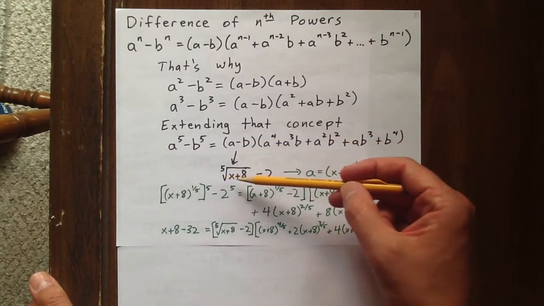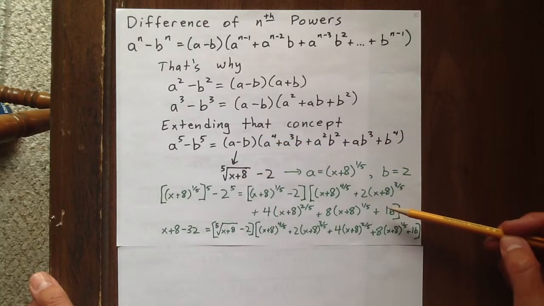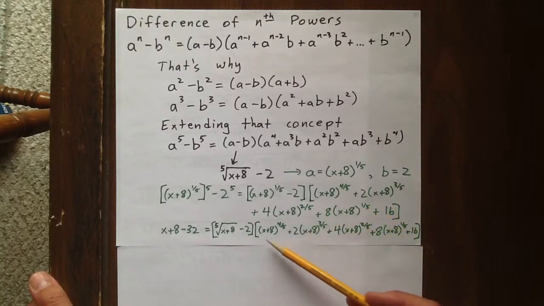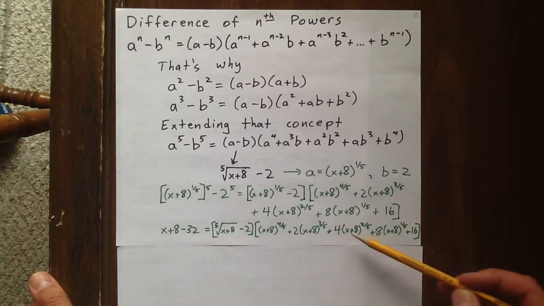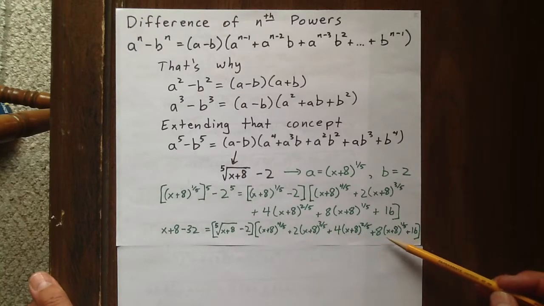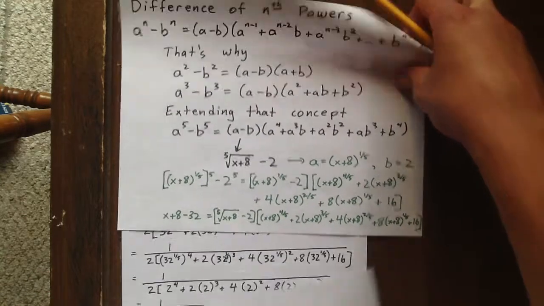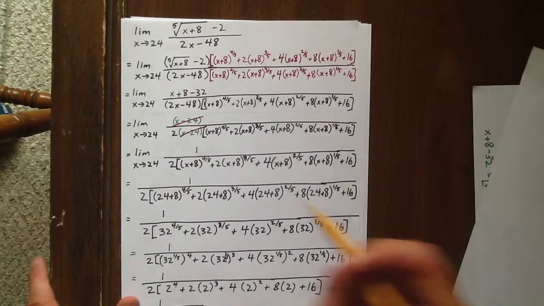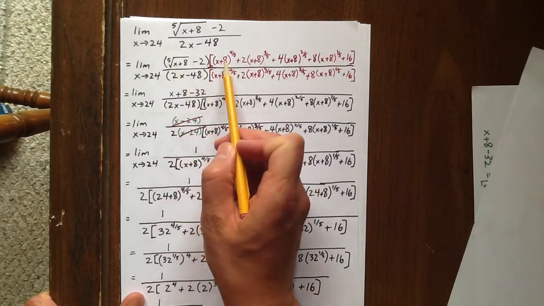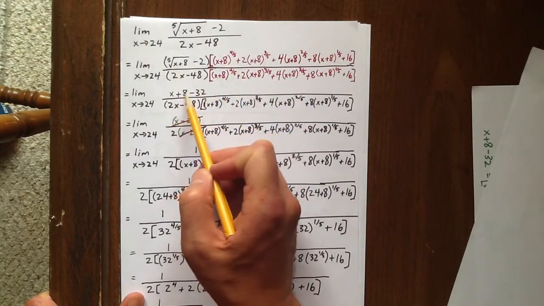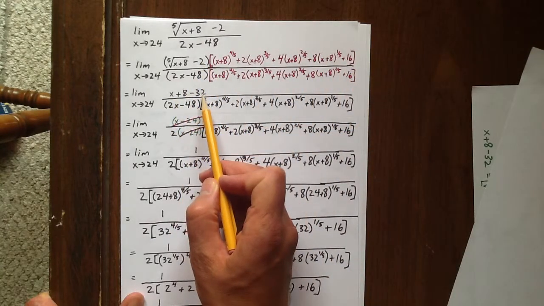Letting a be the fifth root of x plus 8 and b be 2, we see that in this case our second factor will be (x plus 8) to the 4/5 plus 2(x plus 8) to the 3/5 plus 4(x plus 8) to the 2/5 plus 8(x plus 8) to the 1/5 plus 16. So, when we expand that out, (x plus 8) to the 1/5 times (x plus 8) to the 4/5 equals x plus 8. Negative 2 times 16 is negative 32, so we get x plus 8 minus 32.